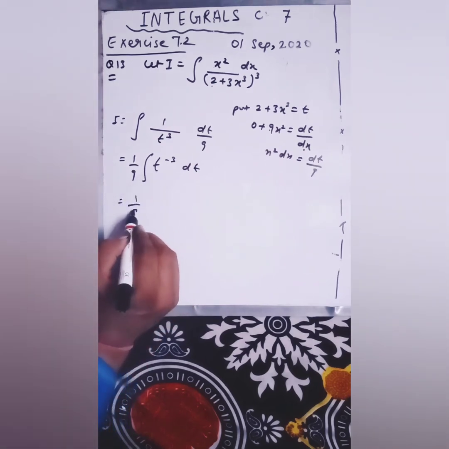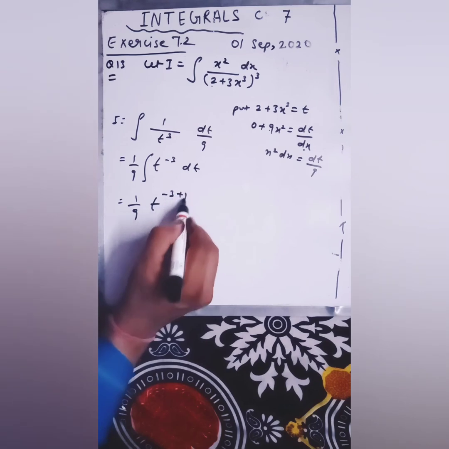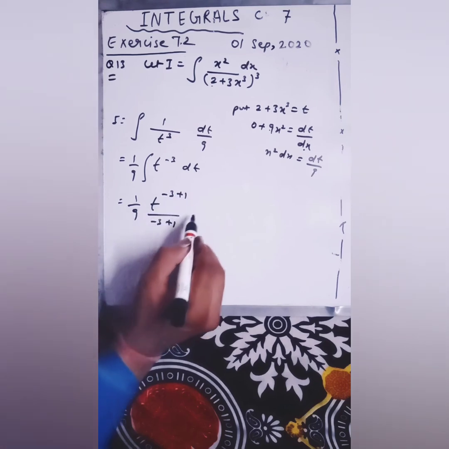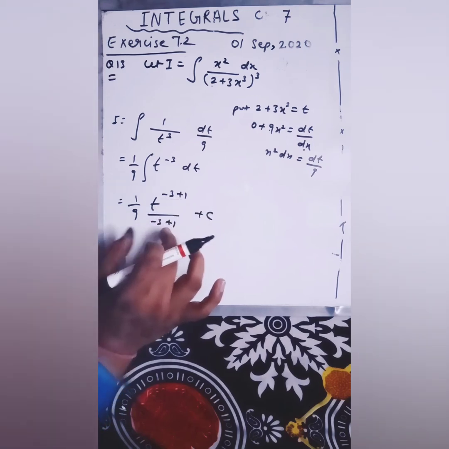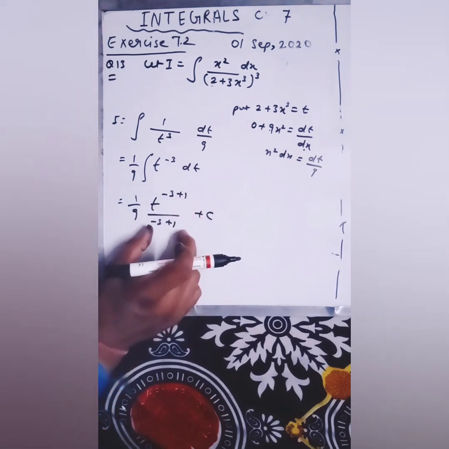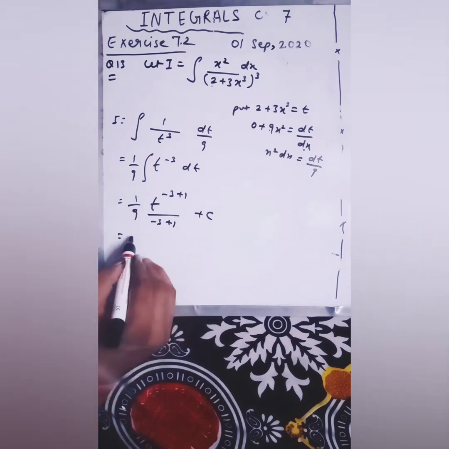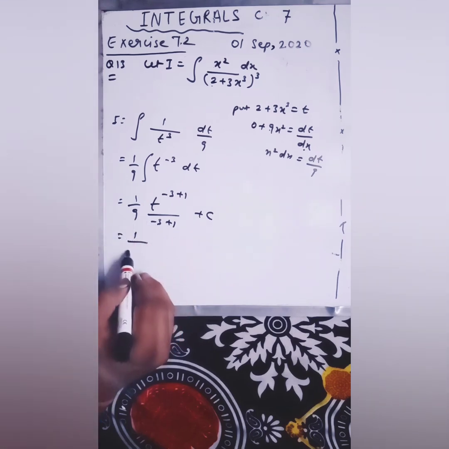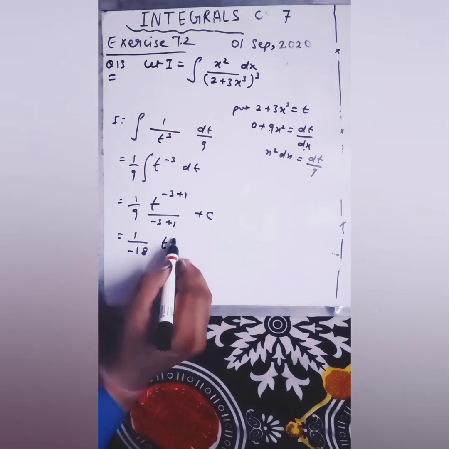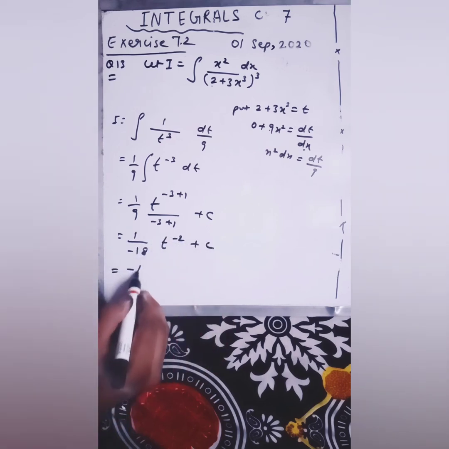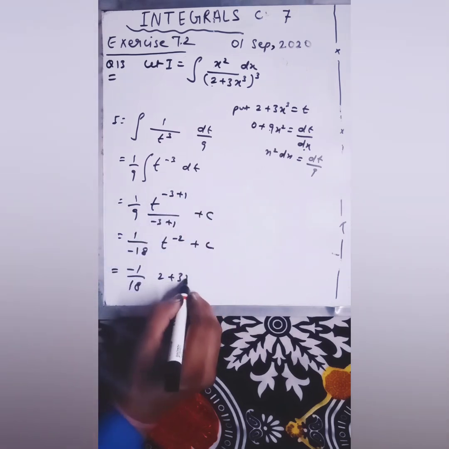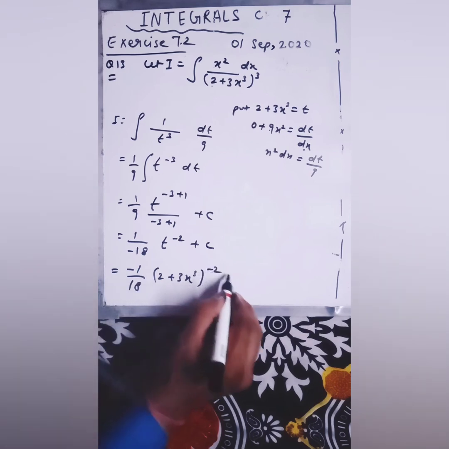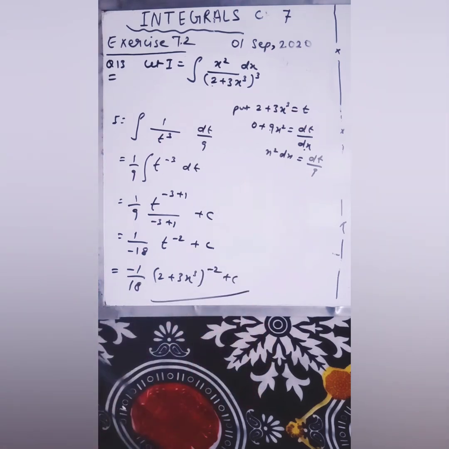Now after integrating, you will get t raised to power minus 3 plus 1, similarly minus 3 plus 1, plus c. You have to add 1 in the power, and similarly divide the same function by the new power. You know it. You will get minus 2 here, so minus 18 will come, and t raised to power minus 2 plus c, that is minus 1 by 18, and in place of t just put this value. So this is the required answer of question number 13.